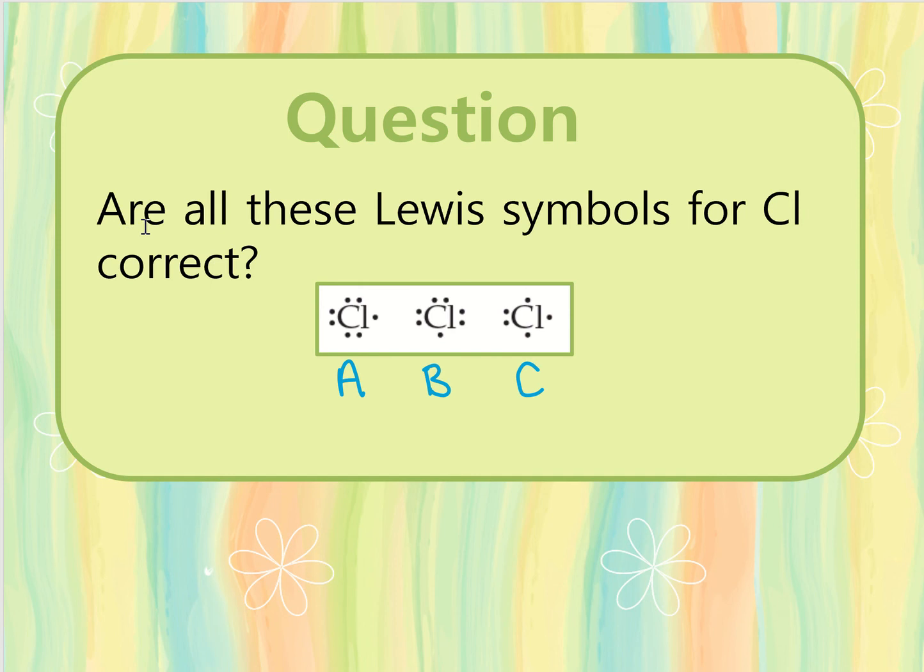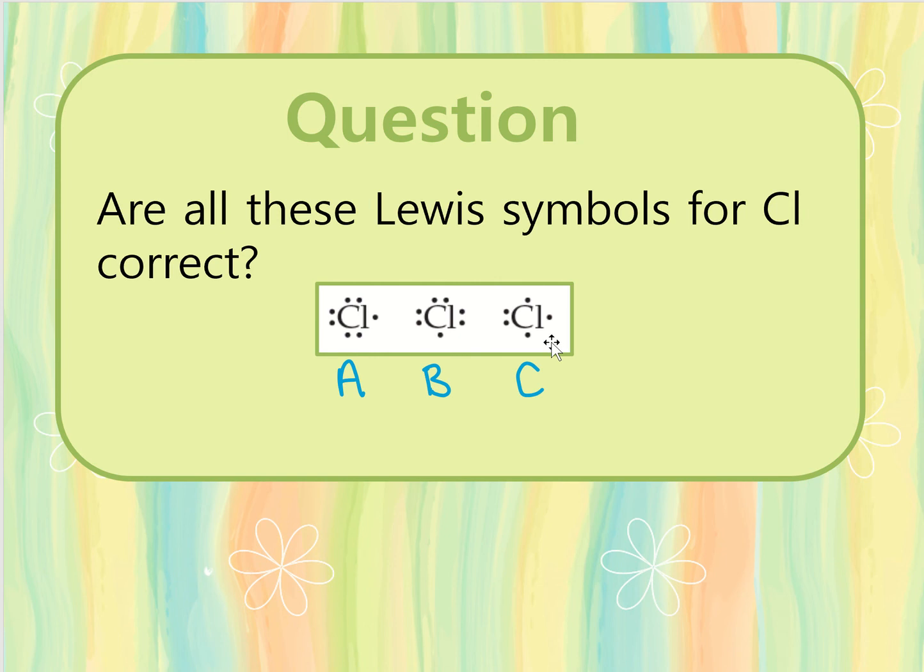So first question, are all these Lewis symbols for chlorine correct? So take a second and look at it, maybe pause the video before we look at the answer to that, right? So what we want to look at here is firstly to check the number of valence electrons, if that is correct, and then how they are distributed, if that is correct as well, right? So we want to count. Here we count 7. We count 7 here, and we count 1, 2, 3, 4, 5 here.